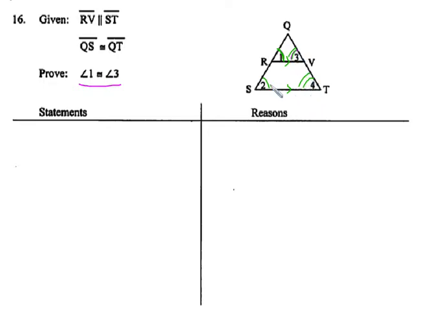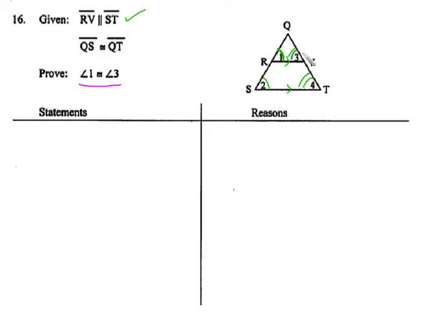Now I'm marking them differently because I don't know that 1 and 4 are the same, or that 3 and 1 are the same. They're different sets of corresponding angles, so I have to mark them differently. But then I'm going to look at my next set of given information.